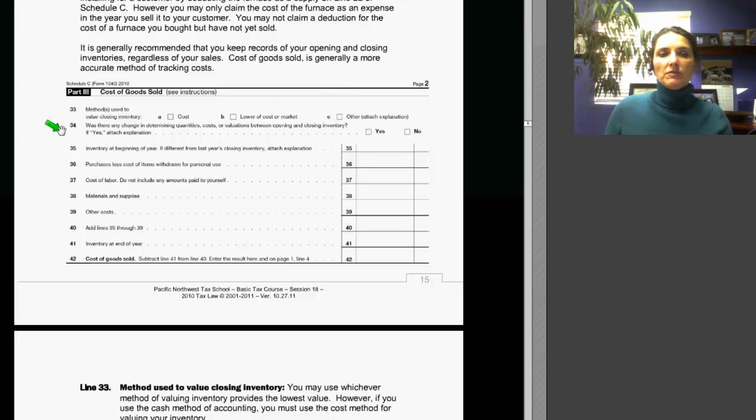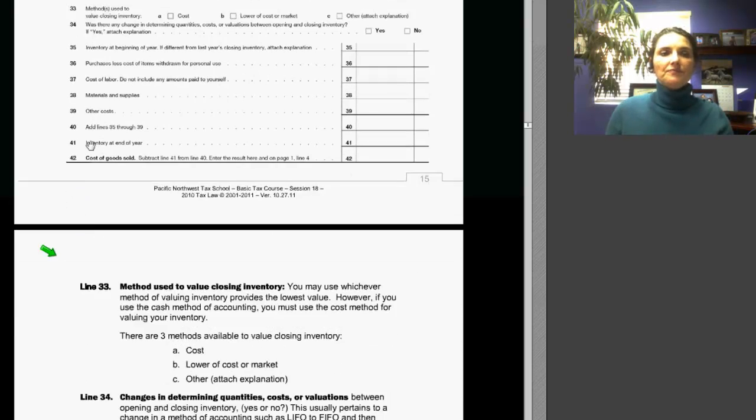Line 34, was there a change in determining quantities, costs, or other valuations? If yes, attach an explanation. And then we go on to inventory at the beginning of the year. Purchases less cost of items withheld for personal use. Oddly enough, if you purchase supplies for your business and then you consume them for personal purposes, that's not considered to be a business expense. Cost of labor, but don't include the amount you paid yourself. Materials and supplies, other costs, add them up, and then subtract out your end-of-year inventory. The result is your cost of goods sold. So let's take a little bit closer look at each of these lines.